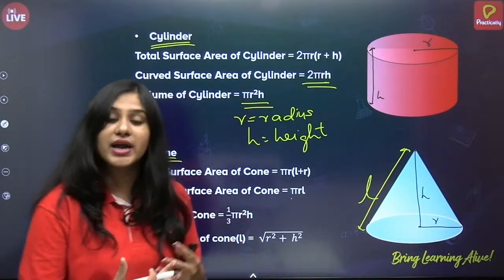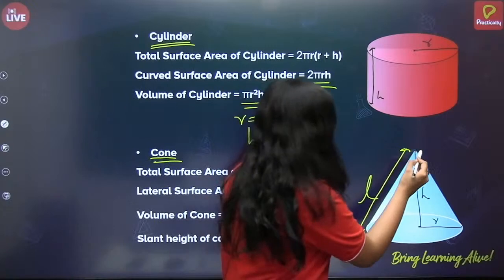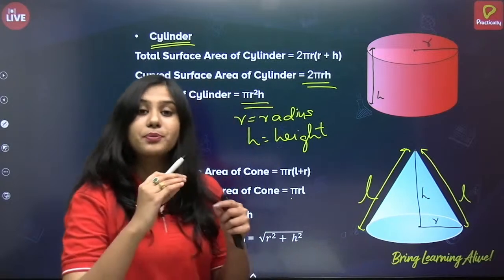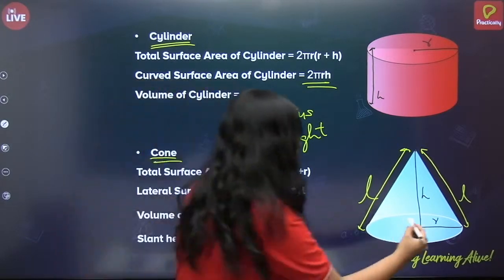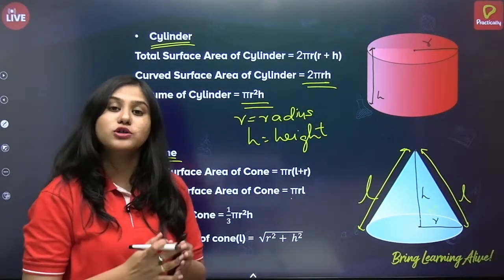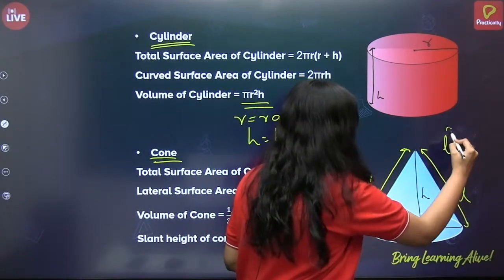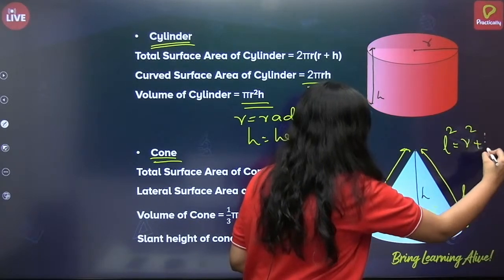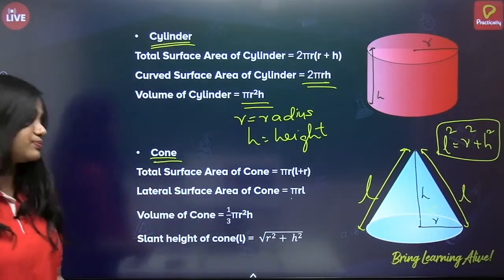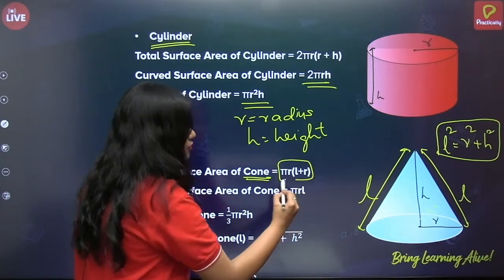So how do you find the slant height? We can use the Pythagoras theorem to obtain the slant height. So if this is L, this is also L, correct? And this height is nothing but the perpendicular distance to the base. So this will be 90 degrees. And when you apply the Pythagoras theorem, that is hypotenuse square is equal to side square plus side square, we will get L square is equal to R square plus H square. We will also be using this formula wherever required. Okay. Now, total surface area of cone is equal to pi r of r plus L.